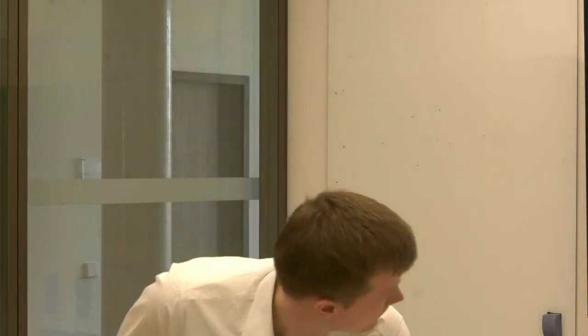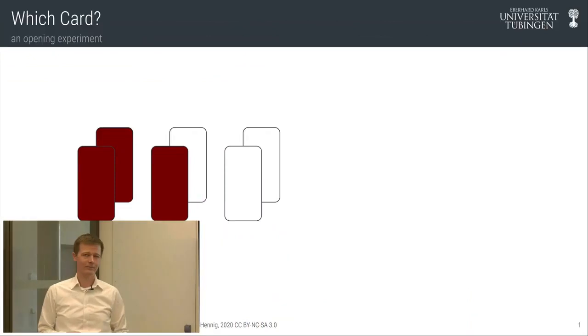So what I have here, of course I have it in the bag, is 3 cards. One of which is red on either side. That's the first card. One of which is white on either side. That's the second card. And one of them is red on one side and white on the other side.